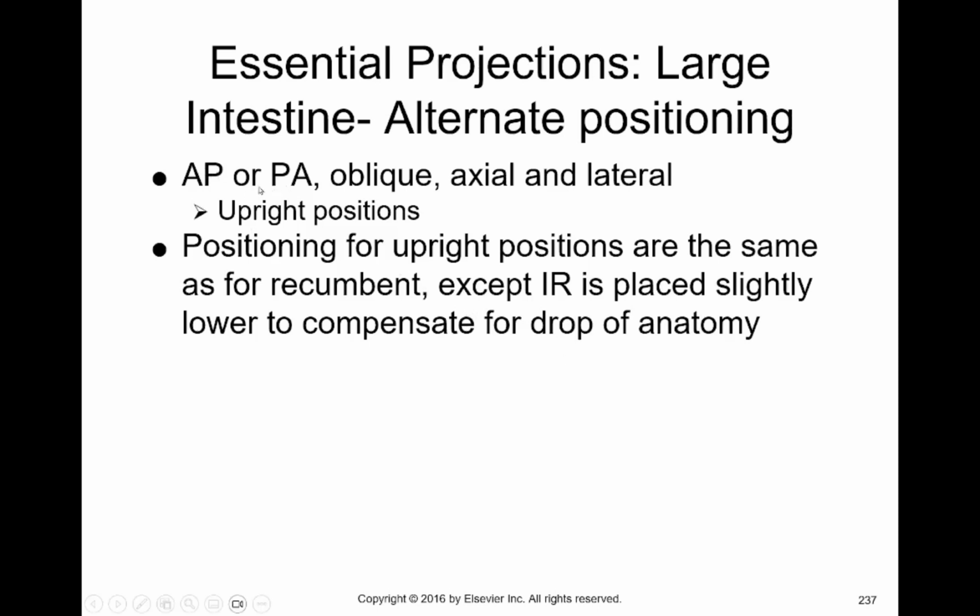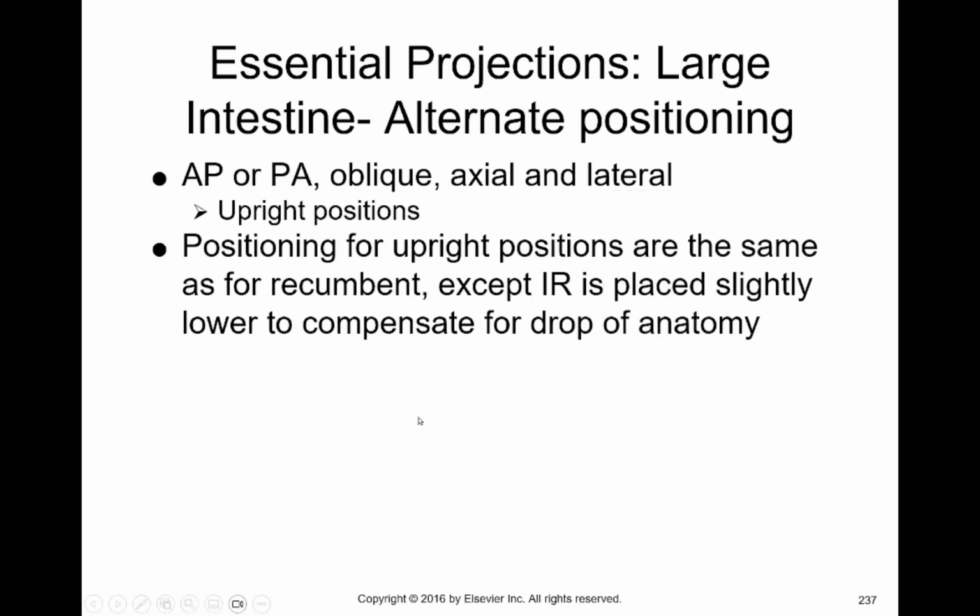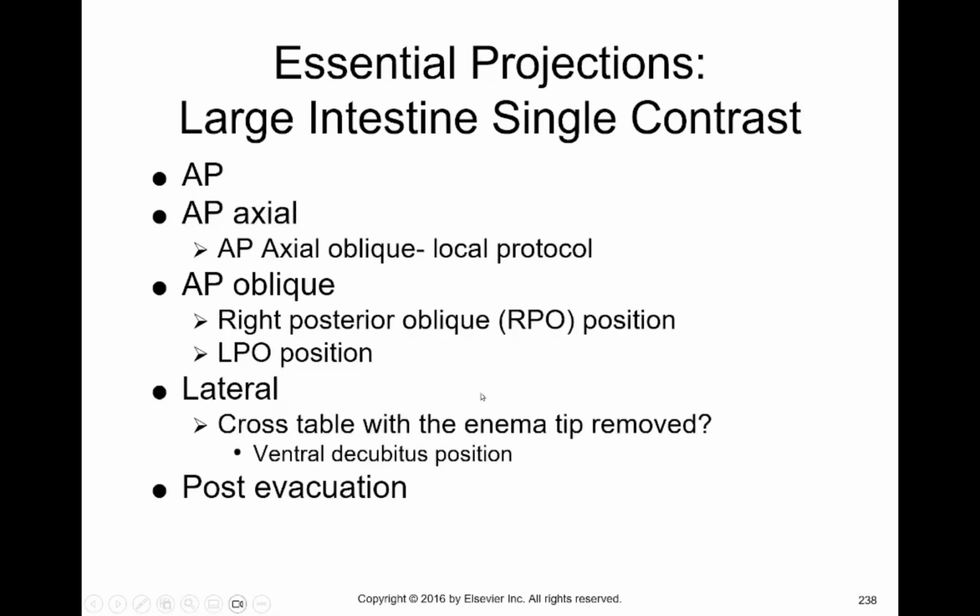All right, so we've got a number of different views that we're going to do. You can do AP or PA. In my personal experience, for single contrast, we've always done AP. I've never worked in a hospital where PA was routine, but we're going to do AP, obliques, an axial, which is an AP axial, and a lateral of some sort. So we're going to do an AP, two obliques, an axial, a lateral, and then we're going to do the post-evac images.